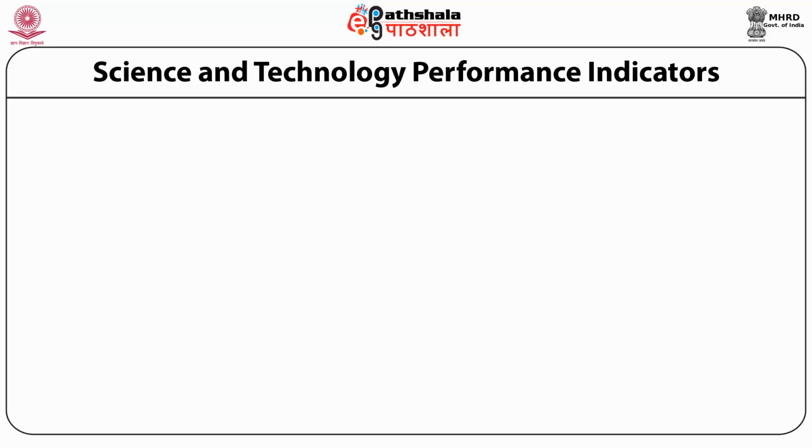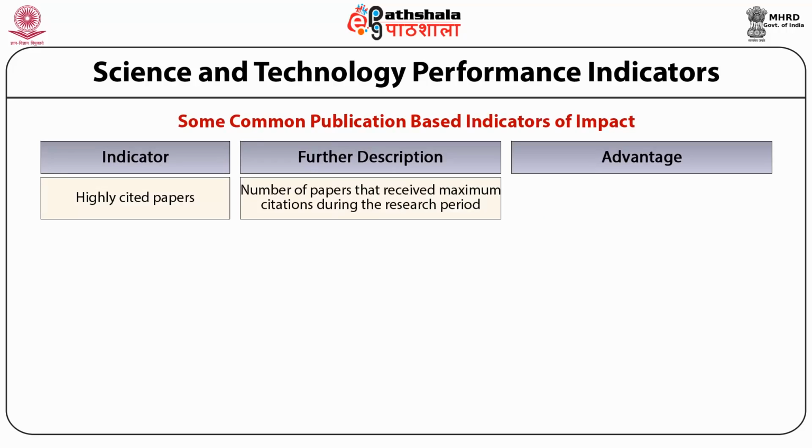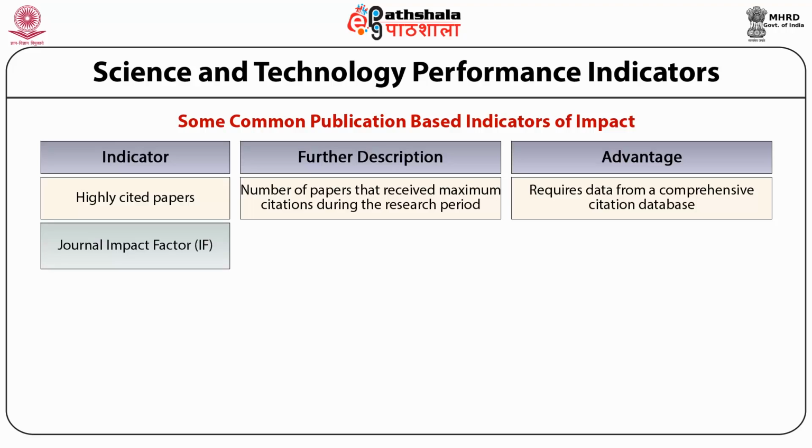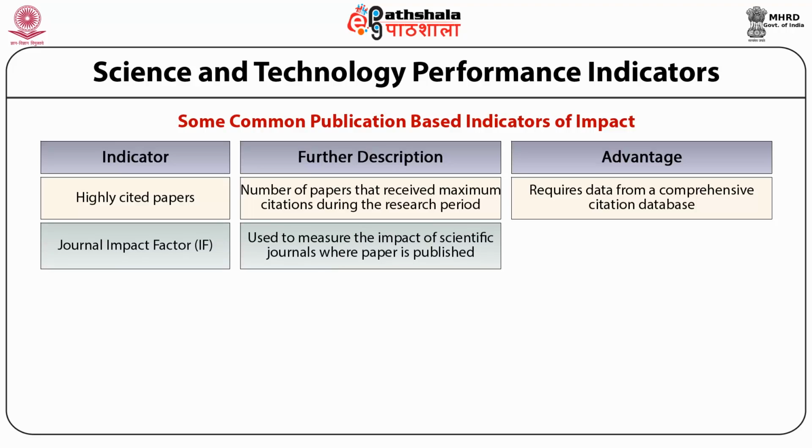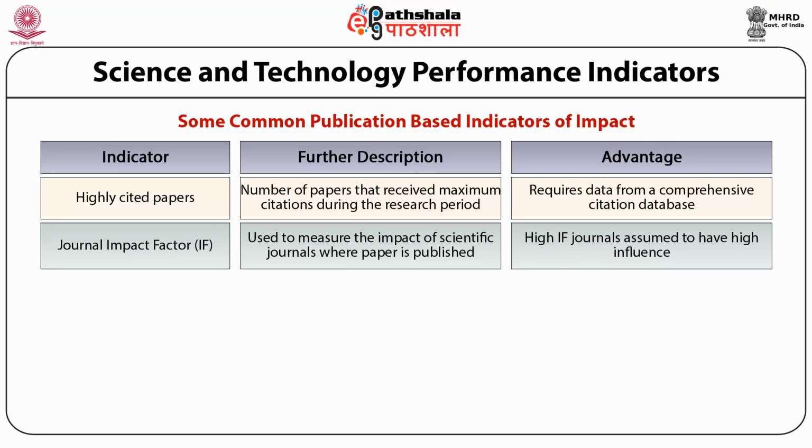We further discuss some common publication based indicators of impact. Highly cited papers: the number of papers that received maximum citations during the research period are captured through this. The advantage is that it requires data from a comprehensive citation database which is available, but the problem is that a highly normalized citation score can be due to a few highly cited articles. Journal impact factor is used to measure the impact of scientific journals where the paper is published. High impact factor journals are assumed to have high influence, but again the problem is that impact factor is field dependent because citations have strong variance field-wise.